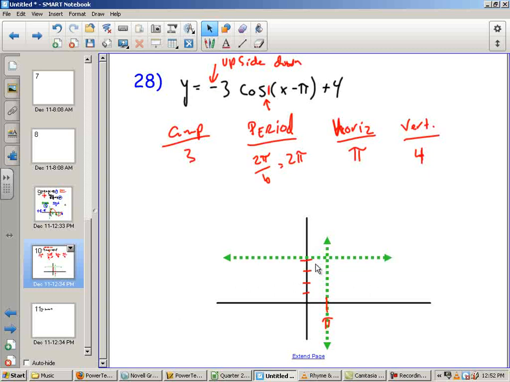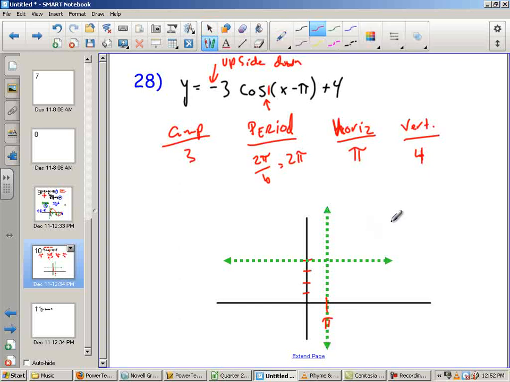All right, so I've set up my new axis of center, my new center area, but I have to deal with finding my ending point. I start here at pi. How far out do I go? Well, we always take the horizontal, which is pi, and I add it to the period, which is 2 pi, to get 3 pi. So if this is 1 pi, this would be 2 pi, and this would be 3 pi.